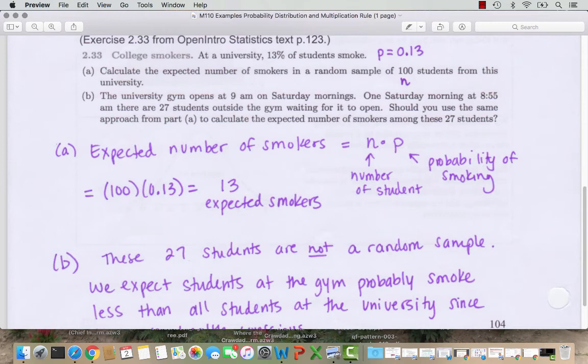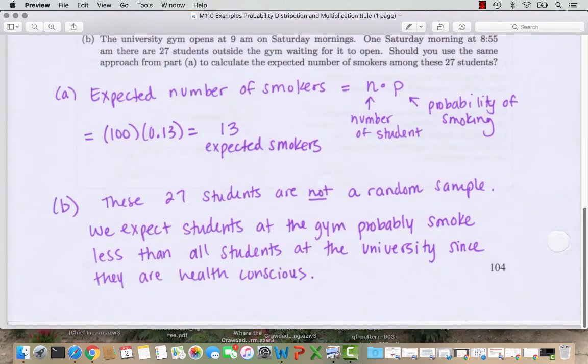Notice the importance of this being a random sample. The students have to represent everyone on the campus for this n times p probability calculation to work. So this is an application of being able to multiply the number times the probability. So we're able to multiply here to solve.